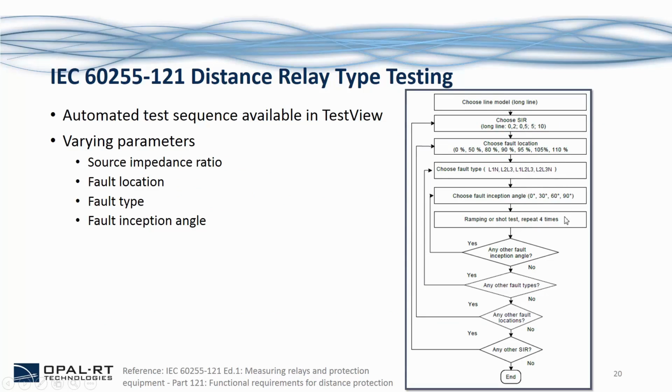The flowchart here shows the workflow to carry out the test. After you specify the length of the line, there are also other parameters that need to be varied during the test. So here we have source impedance ratio, fault location, fault type, and fault inception angle. And each of the tests needs to be repeated 4 times, just to obtain a more reliable and repeatable test result. So let's make a simple calculation. There will be in total 1,792 tests to be done for one single line configuration.